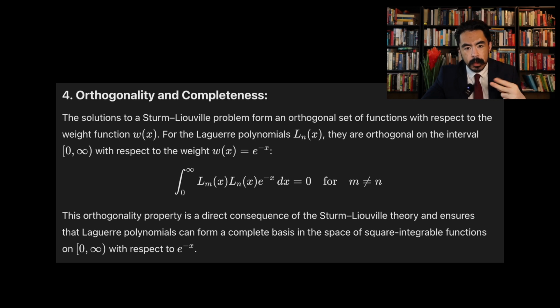So we're not multiplying the same Laguerre polynomial with itself in this integral. This orthogonality property is a direct consequence of the Sturm-Liouville theory and ensures that Laguerre polynomials can form a complete basis in the space of square integrable functions on 0 to infinity, inclusive of 0, with respect to e to the negative x.